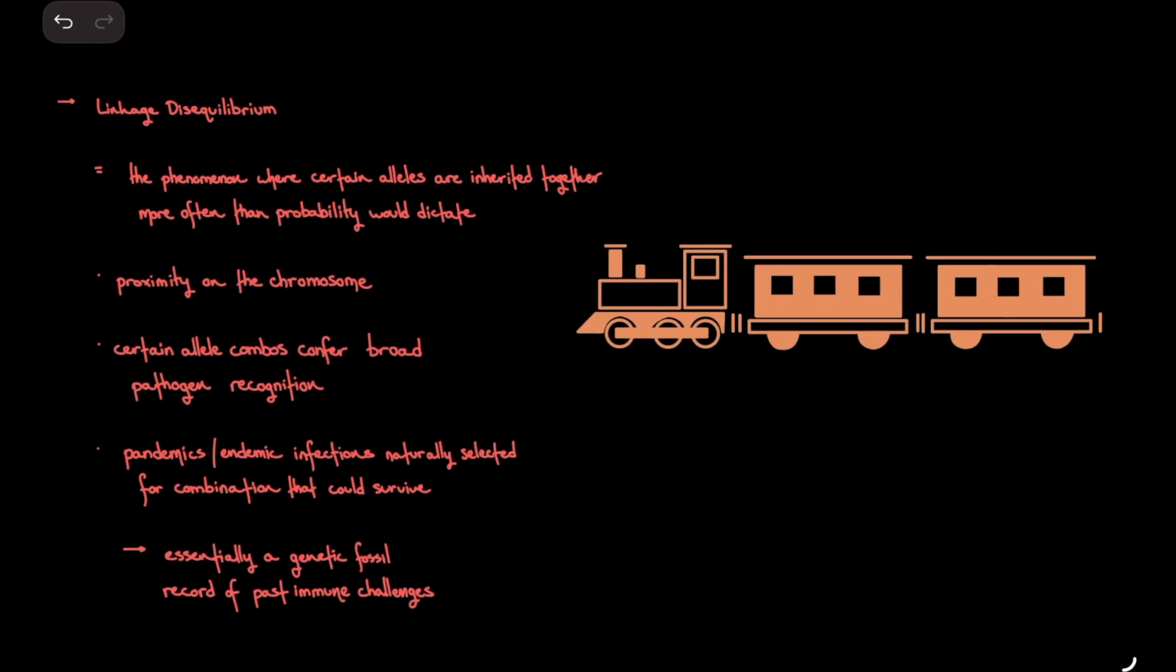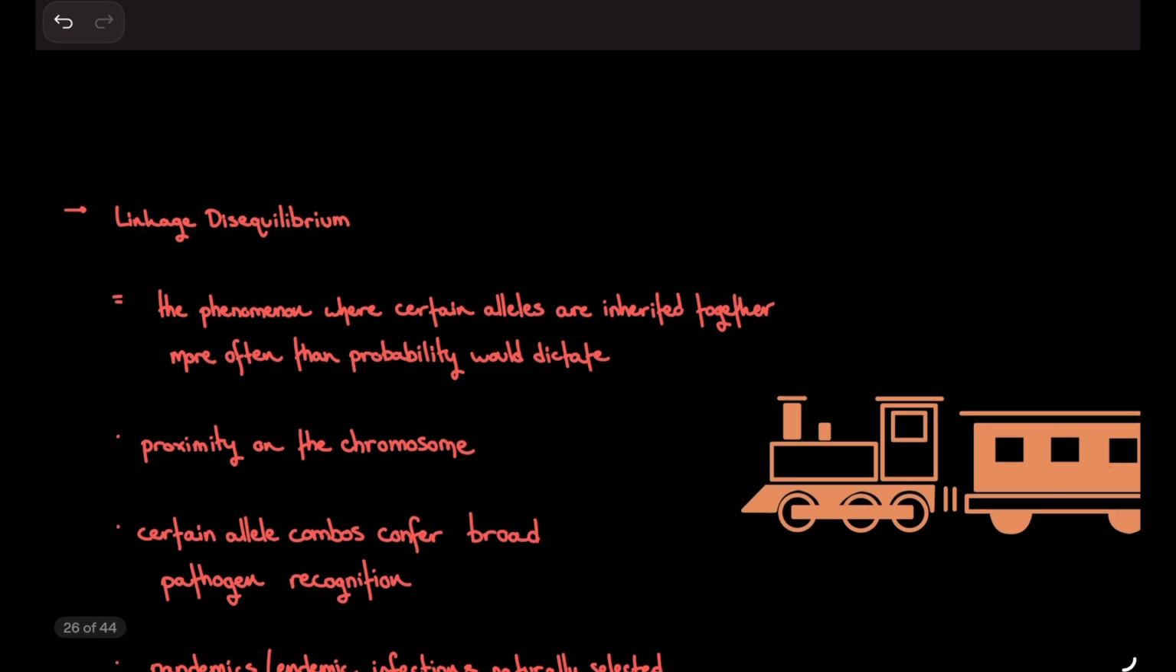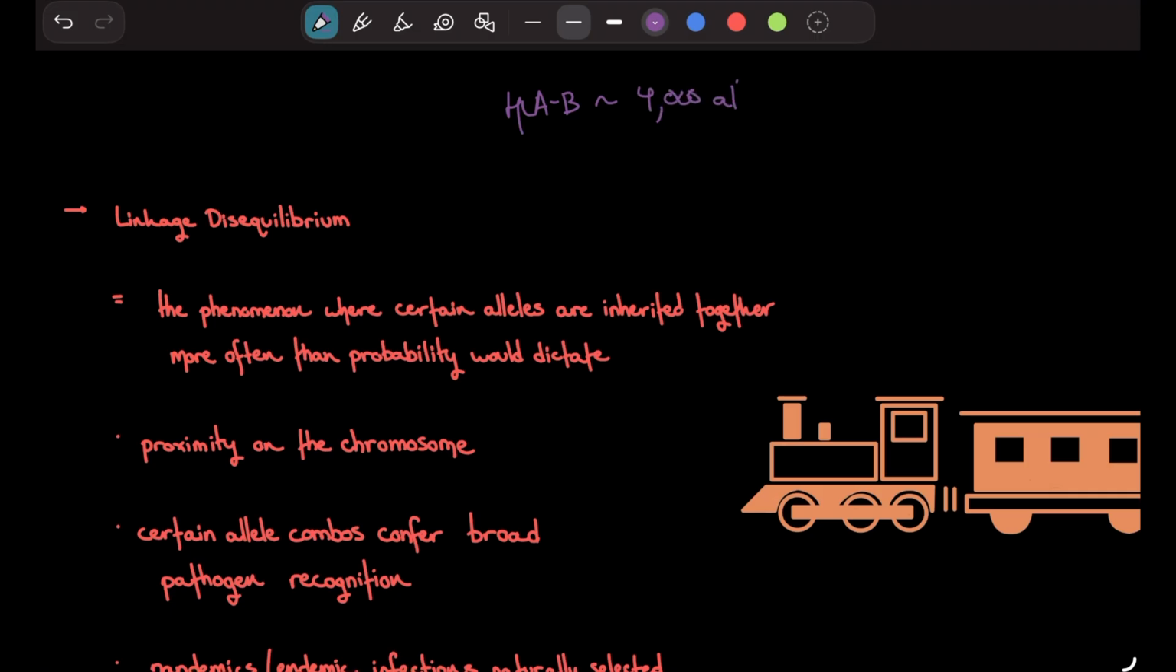All right, this is the last slide for you. I want to talk about something called linkage disequilibrium. This is the phenomenon where certain alleles are inherited together more often than probability would dictate. Okay? So remember I said that HLA-B has around the ballpark of 400 alleles. Again, I don't know, so I'm going to fudge the numbers.